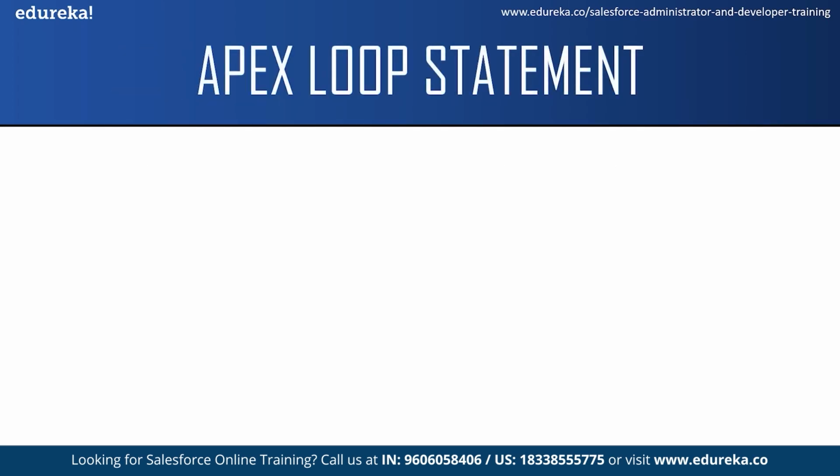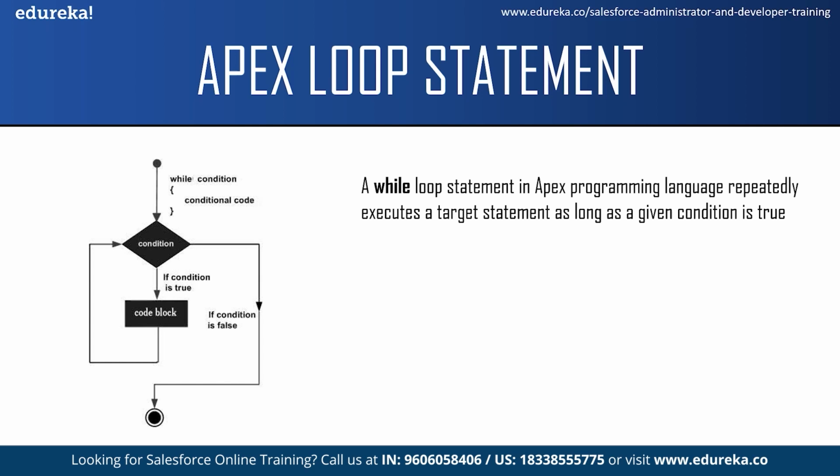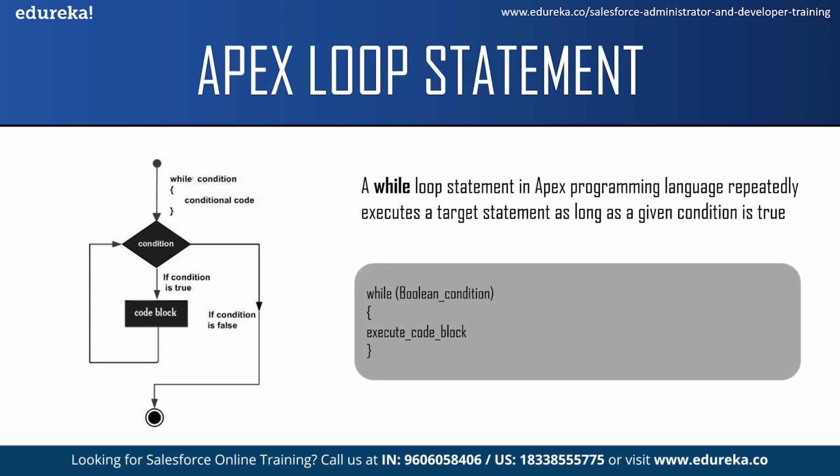Now let us see what looping statements are in Apex. The first looping statement in Apex is the while loop. The Apex while loop repeatedly executes a block of code as long as a particular Boolean condition remains true. After the condition becomes false, the control comes out of the loop and the other statements are executed after that. So this is the syntax for a while loop. The syntax starts with the while keyword, then it checks for the condition, and if it is true, the set of code is executed. So let me switch to the Salesforce console to show the working of the while loop.